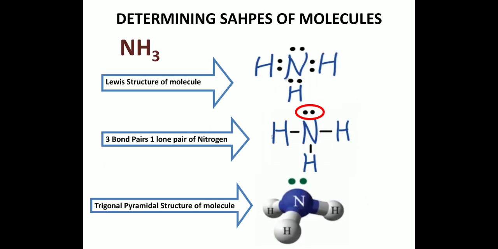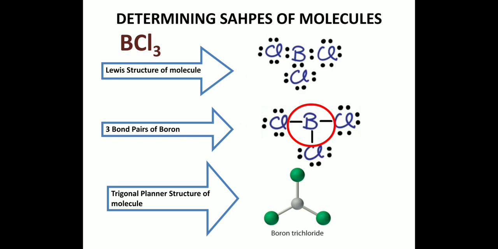Now ammonia. Nitrogen belongs to group 5. It has 5 valence electrons. It needs 3, so it makes 3 covalent bonds with hydrogen and it has one lone pair of electrons. So according to the table, it is trigonal pyramidal and it is a polar molecule. Why? There is a lone pair of electrons present, and here the electron density is more as compared to the 3 hydrogens. So this end of the nitrogen becomes partially negative. Therefore, this molecule is a polar molecule.